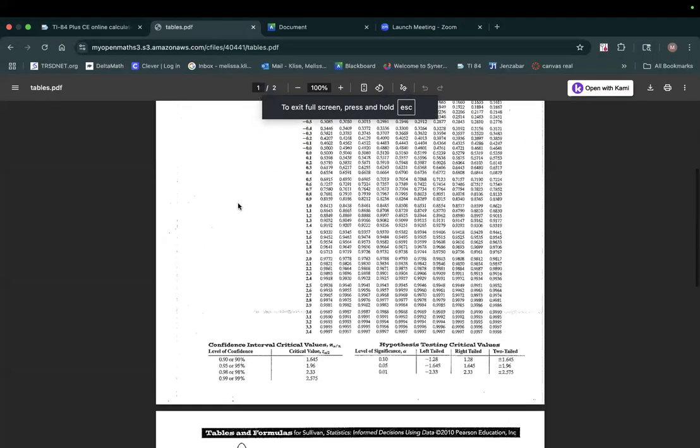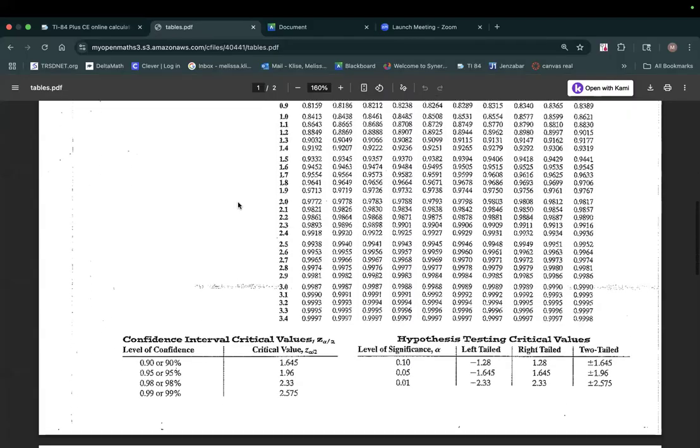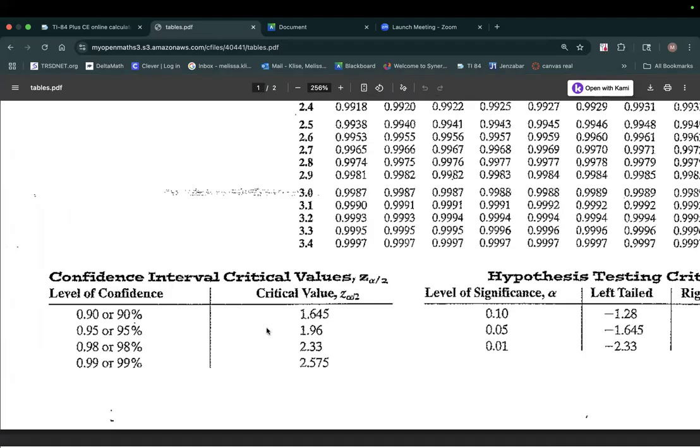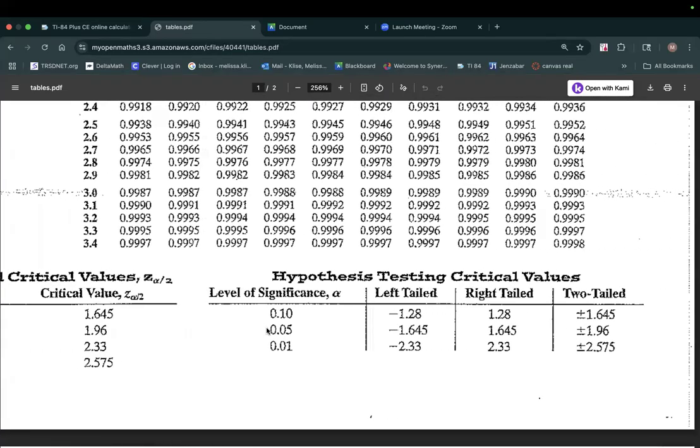So at the bottom of our table, we already looked at this one right here. Now we're going to look over here. The nice thing about this is it has our most common levels of significance, our most common alphas, and this gives us the critical values that we have. So for a left-tailed test, our critical value is always negative. For a right-tailed test, it's always positive. For a two-tailed test, we're going to use both the positive and the negative to compare to our test statistic.